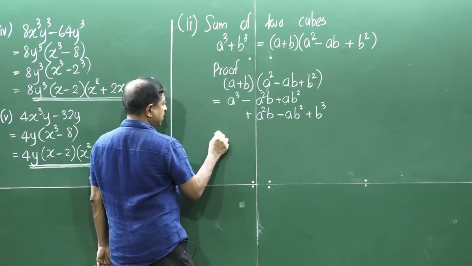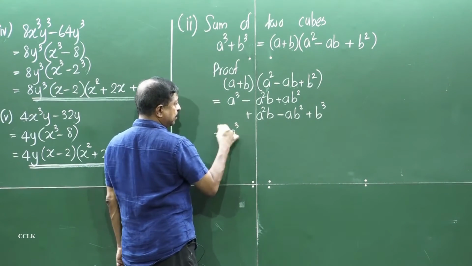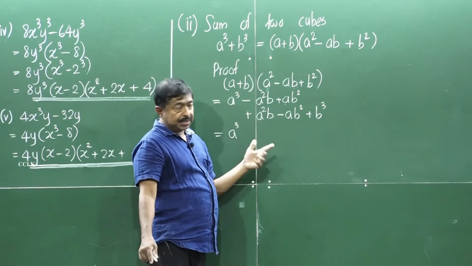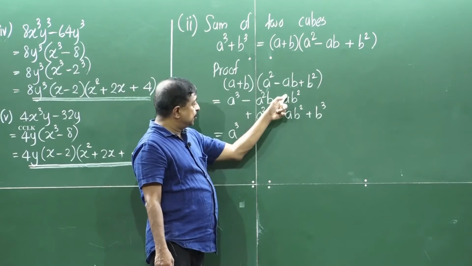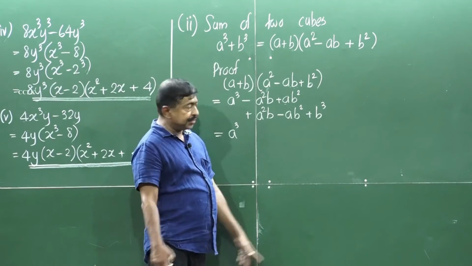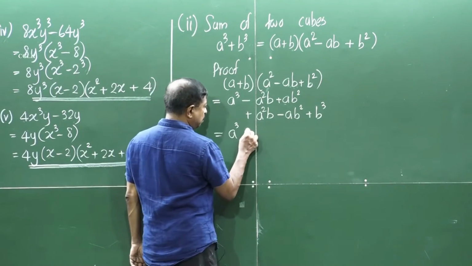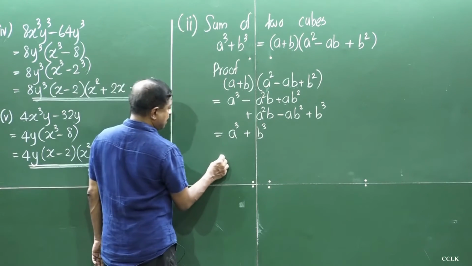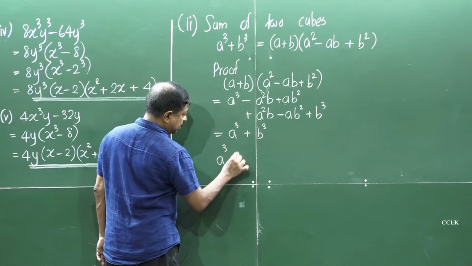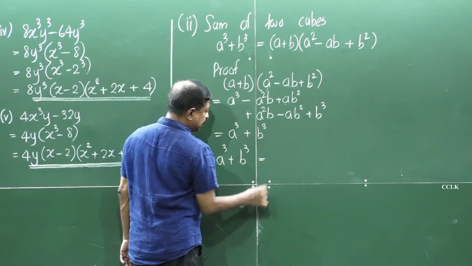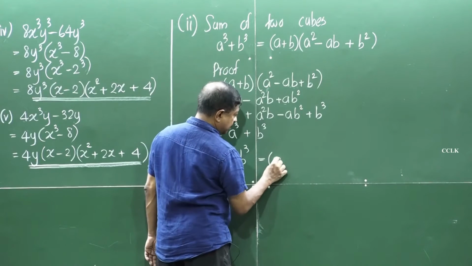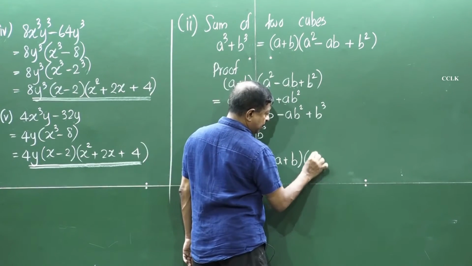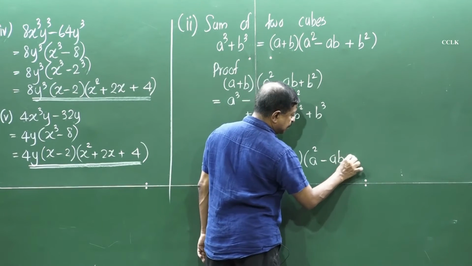Add them up, you get a cube. This pair will go away. Both are the same, but one is minus, one is plus. These two will go away due to the same reason, leaving b cube there. So a cube plus b cube is equal to this, a plus b times a squared minus ab plus b squared.